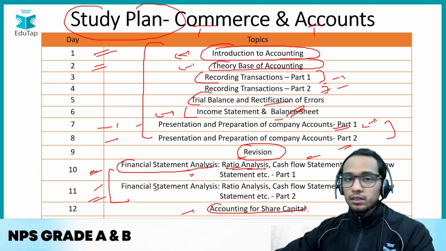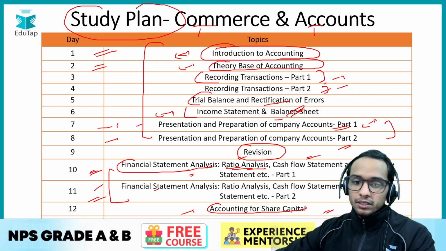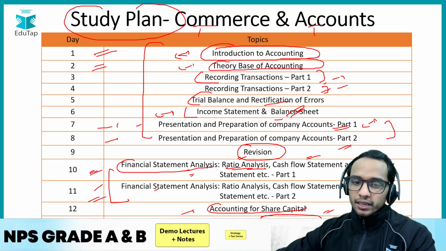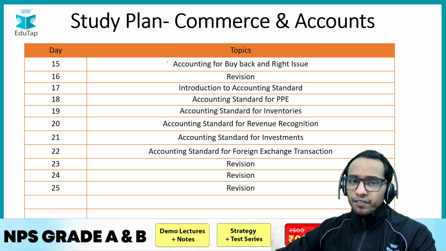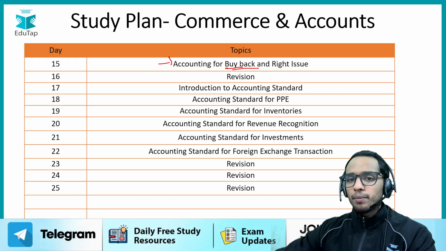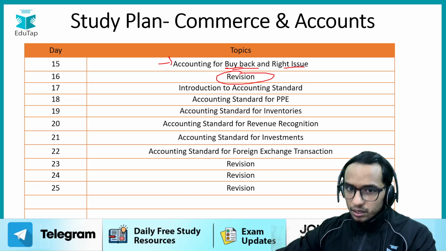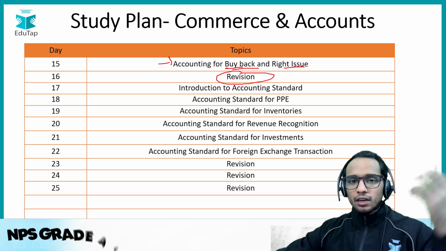In the 12th class you must have studied this. And on the 13th day, you can study bonus shares, then ESOPs, that is Employee Stock Option Plan, on the 14th day. On the 15th day, you have accounting for buyback and right issue. Then on the 16th day, you are going to revise whatever you have covered till now.